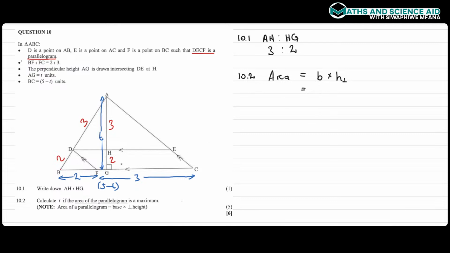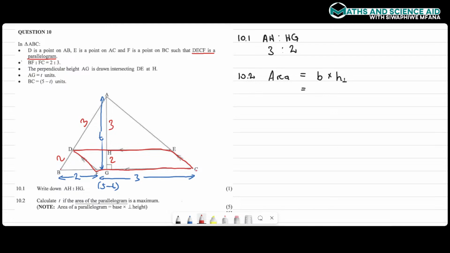So the base of the parallelogram. Let's just note our parallelogram. It's DE, DF, FC, and the other side is EC. Okay, so there is our parallelogram. As you can see, the base of this parallelogram is FC.